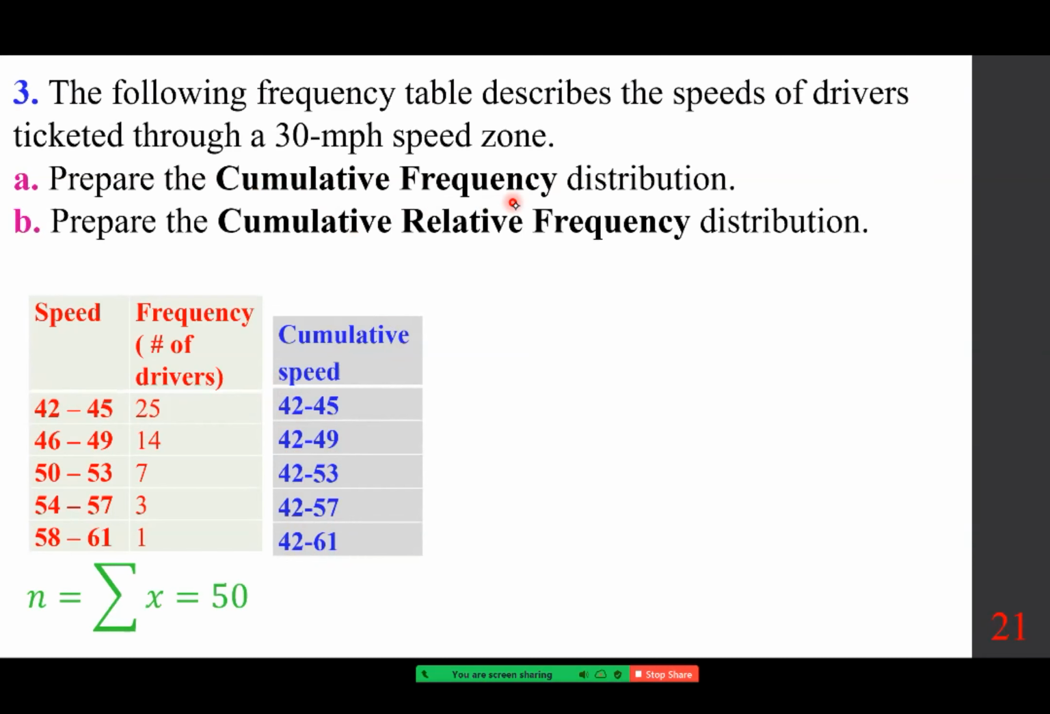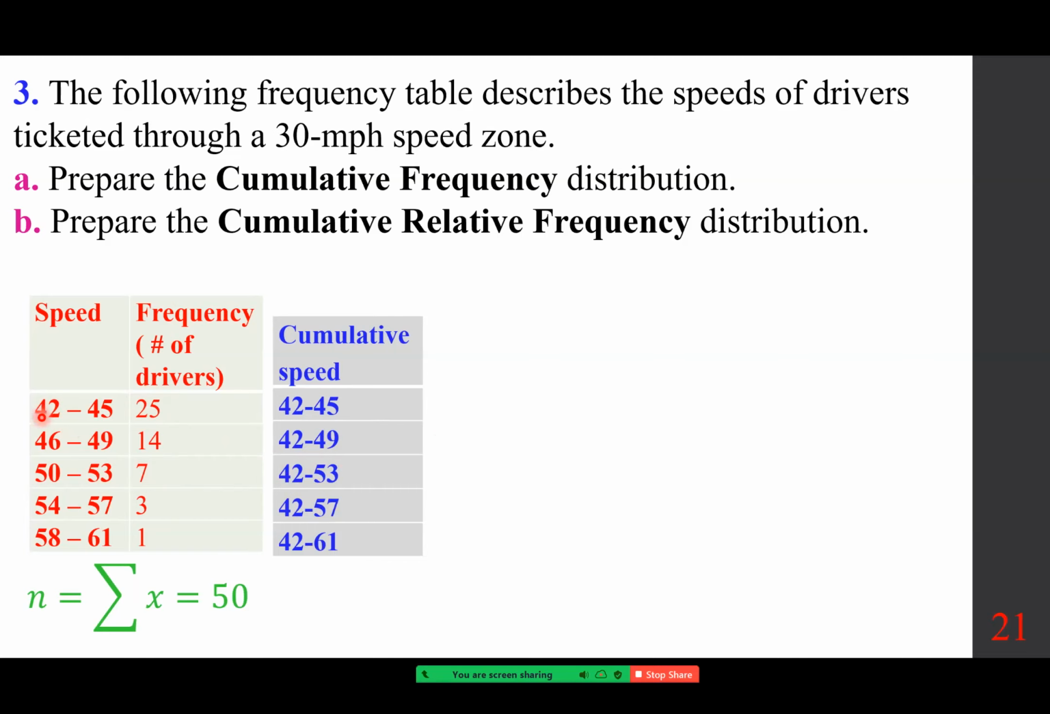Now, let's go back to the second column. Obviously, the first one is still 25, and it makes no difference. But now from 42 to 49, that means from here to here. So you need to add these two numbers, 25 plus 14, and you write in front of it 39. Now 42 to 53, that means all those three. So whatever you had here, which was 39, you're going to add to 7, and in front of that, you're going to put 46.